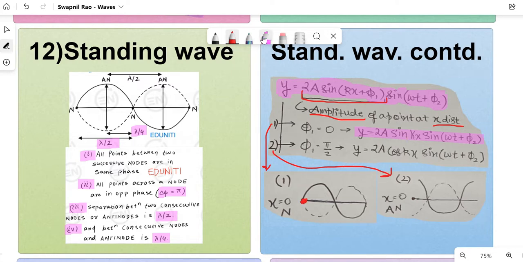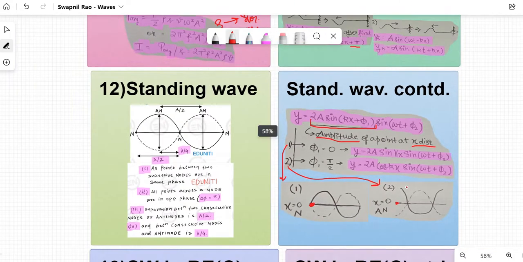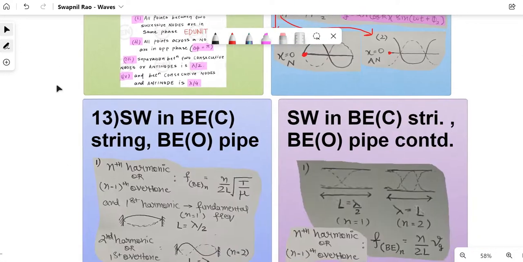And let's say we go to case number 2, when phi 1 is equal to pi by 2. In that case, this would be the new equation. If you have learned trigonometry by now, I think this would be fairly obvious. And when this is the case, at x is equal to 0, there would be an anti-node, and the wave would look like this. The dotted line means the other possibility, by the way. I think you already know what the dotted line means.